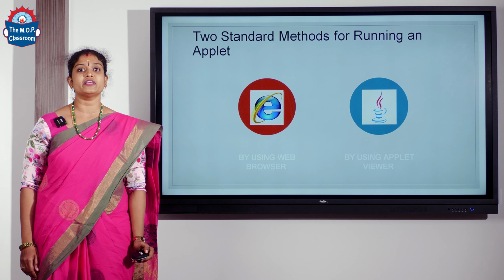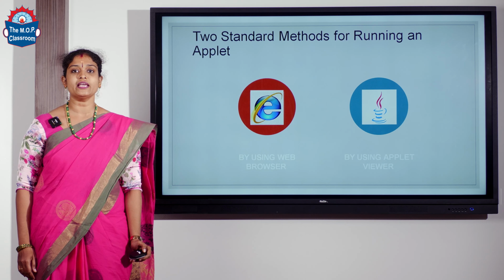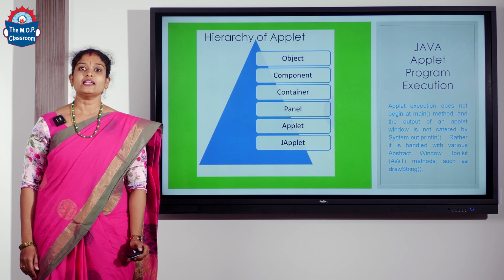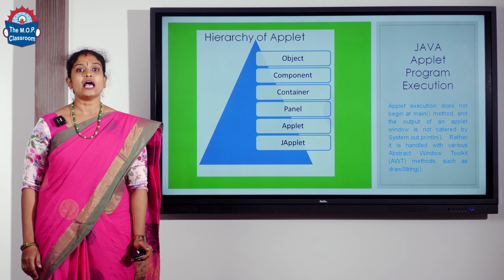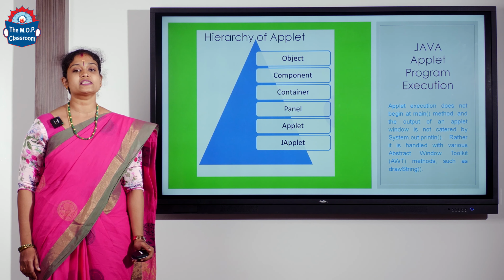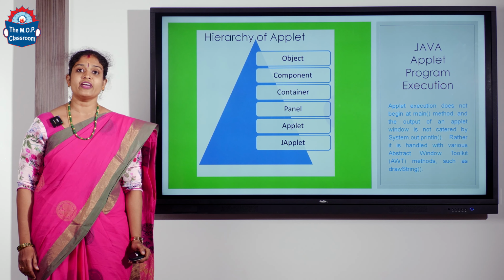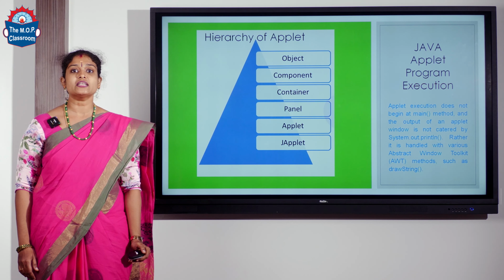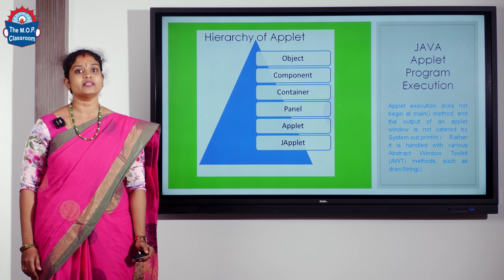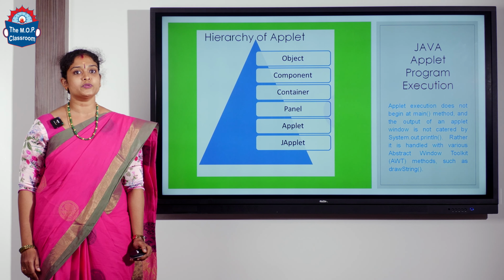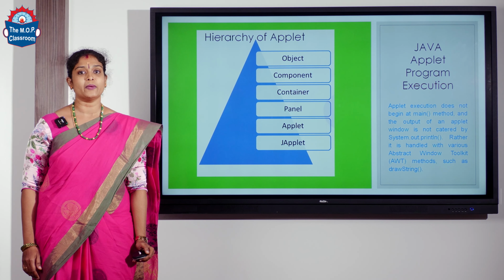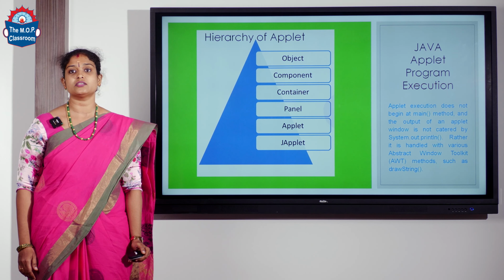So these are the two different methods to run an applet program: one with the help of the web browser and the other with the applet viewer. The JDK provides the standard applet viewer tool. Unlike a normal application program, an applet program doesn't depend on the main method. Usually application programs start execution from the main method, whereas applet programs start without it. It also doesn't depend on output statements like System.out.println. Instead, we use methods like drawString, drawArc, and so on.